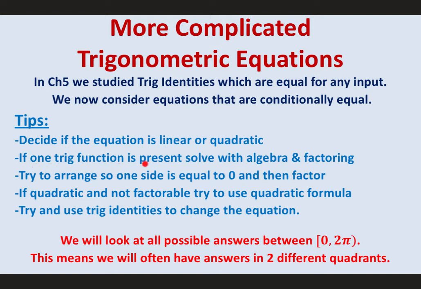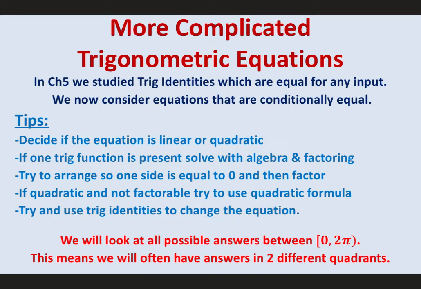If one trig function is present, solve with algebra and factoring. Those first 3 only involved one. Some of them might have multiple trig functions, in which case you need to do something else to it. Try to arrange it so that one side is equal to 0 and then factor. If it's this big long thing, try to make it equal to 0 and then factor. That's going to make your life a little bit easier. If it's not factorable, you can always try the quadratic formula, which you should be familiar with. And then try to use trig identities to change the equation.